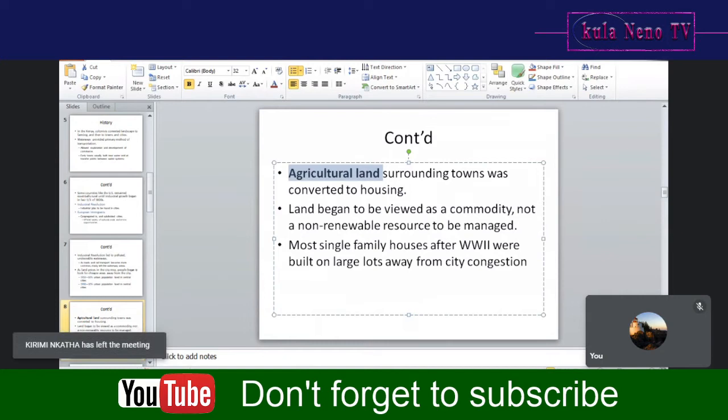Then, you know, for the US especially, most single family houses after World War II were built on large lots away from city congestion. So people started moving away from the congestion of the city.